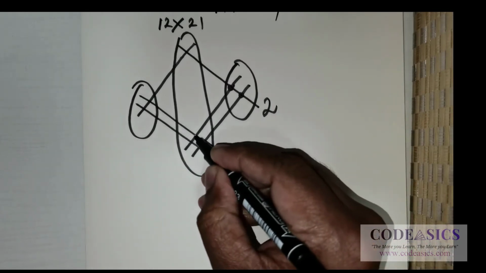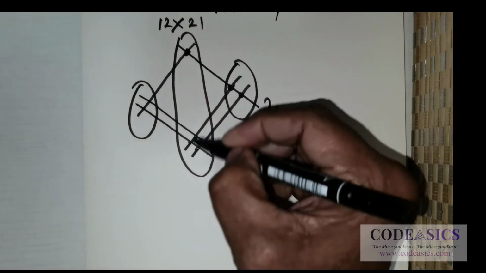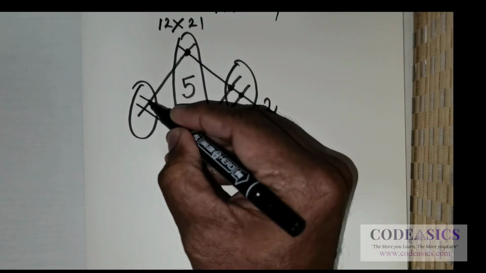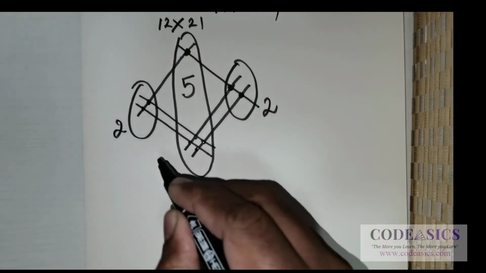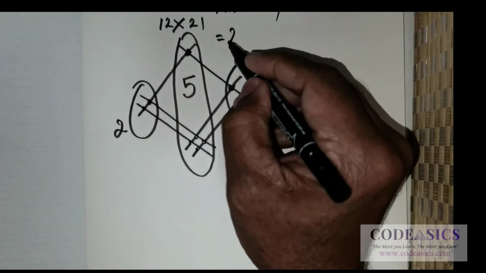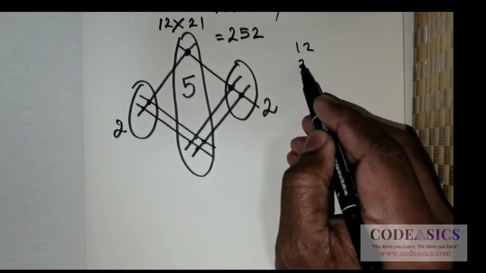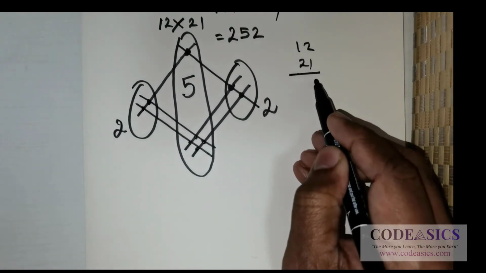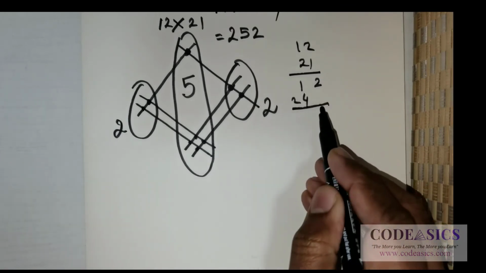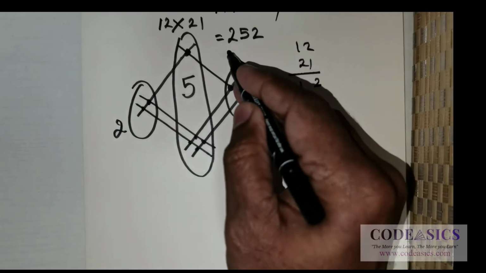You got 1, 2, 3, 4 intersections here, and then you got an intersection here. So totally there are 5 intersections here, and then 1 and 2. So there are 2 intersections here. So what you need to do is you need to just place these numbers 2, 5, 2. Now just for a check, you can check this up with long multiplication. 1 times 1, 2 times 2, 4, and 2 times 2. So this is going to be 2, 5, 2. So this is exactly what you've got.